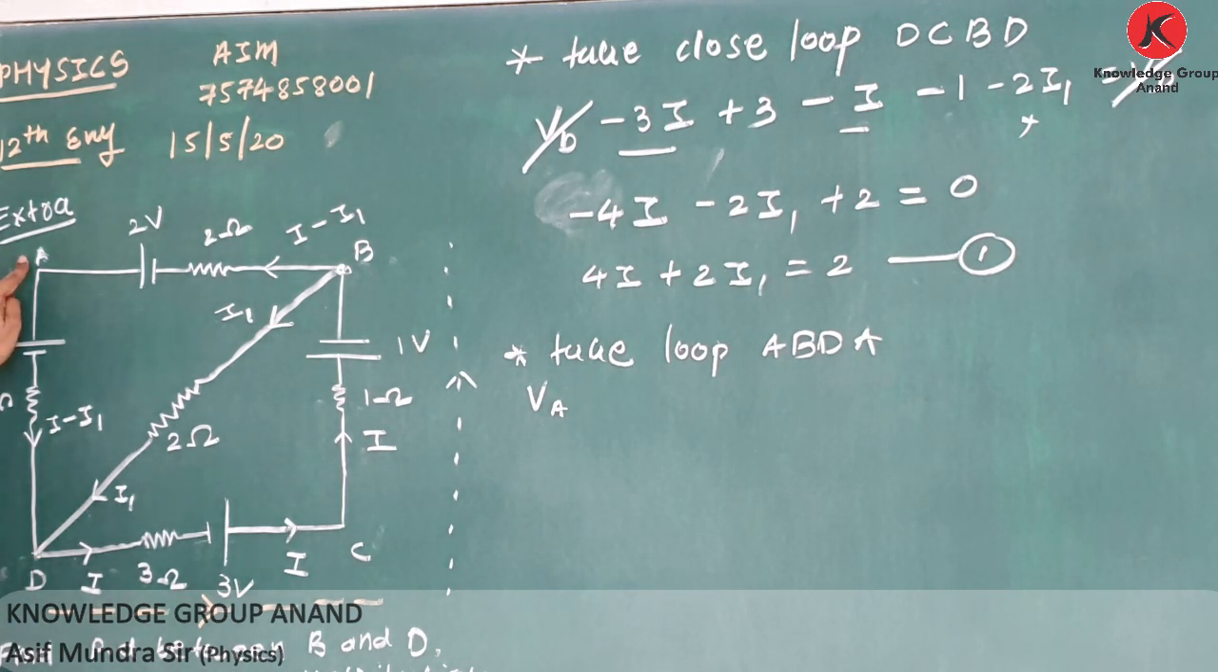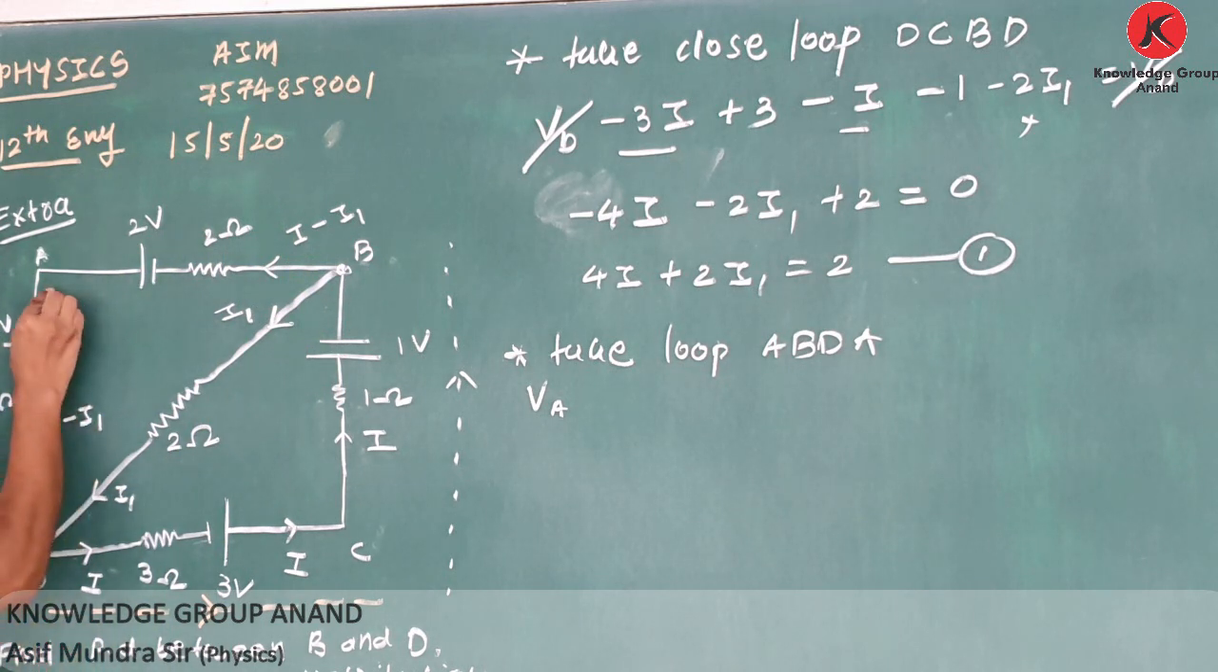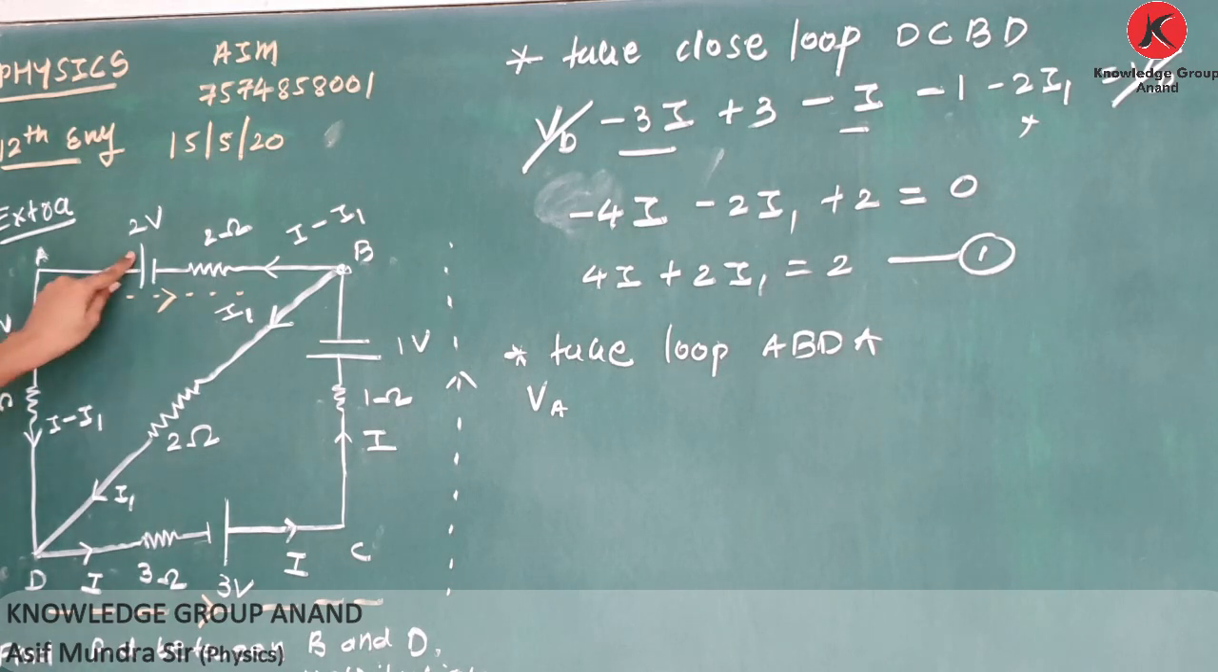Now A to B, we are moving from A to B in this direction. So first of all, it is a cell. We are moving from the positive terminal to the negative terminal, so its EMF is negative, so it is minus 2.